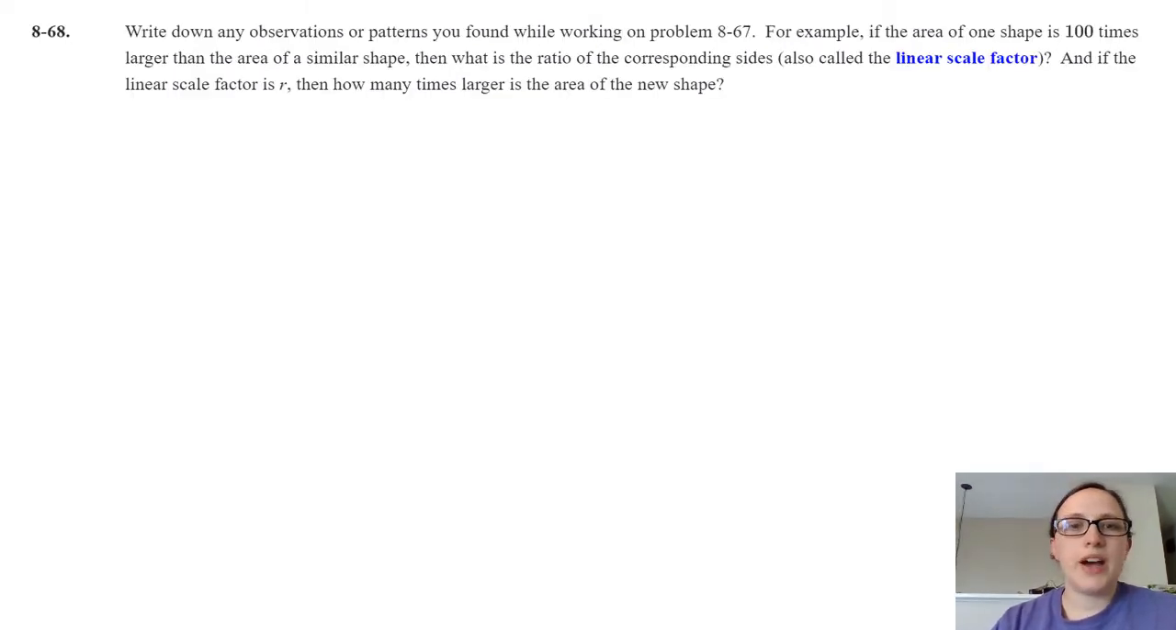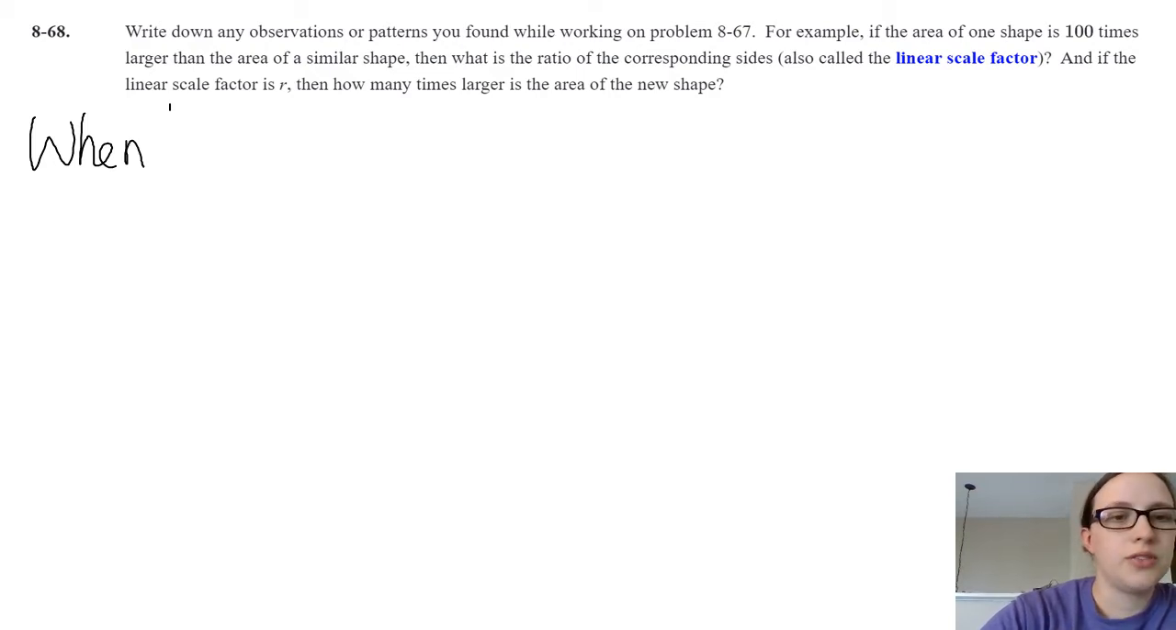All right, so the pattern of observation of those flags, we are going to use that to predict if we have an area that is 100 times larger than the area of our small shape, or similar shape.